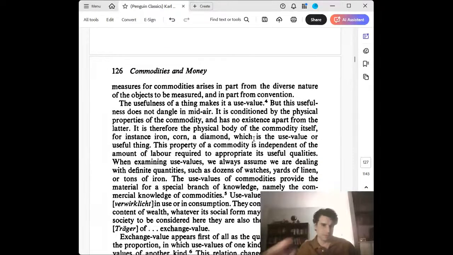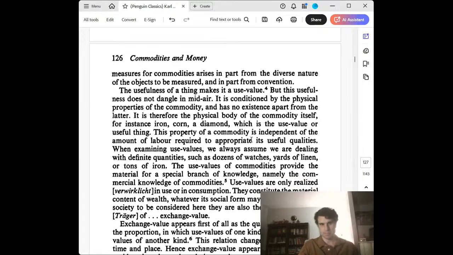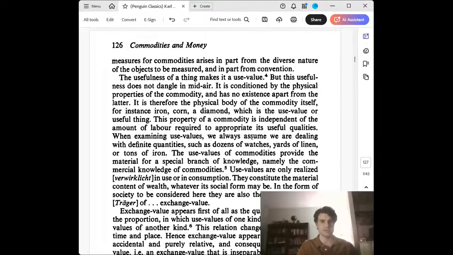The usefulness of the thing is based on the material properties of the commodity. We can discover scientifically what this commodity can do. That's what it's useful for. And that's a physical feature of the commodity. It's not something that dangles in midair. But it also is a relationship between these properties and human desires and human needs.